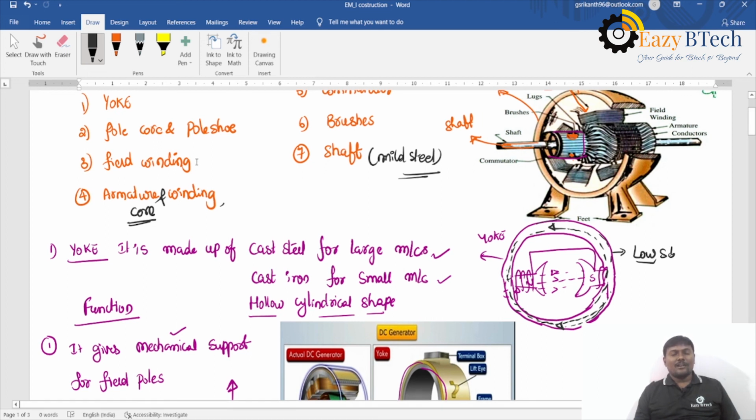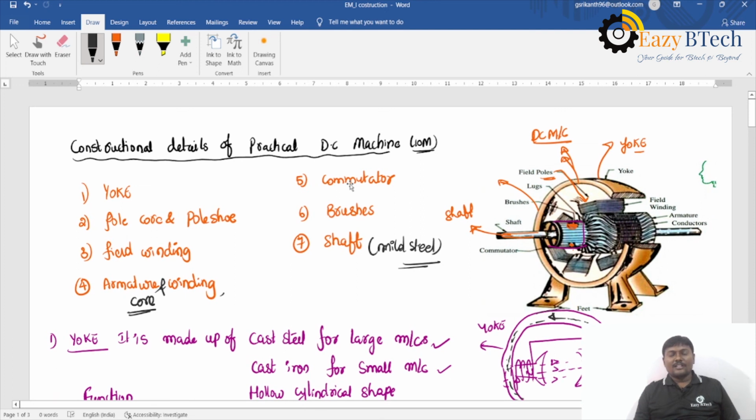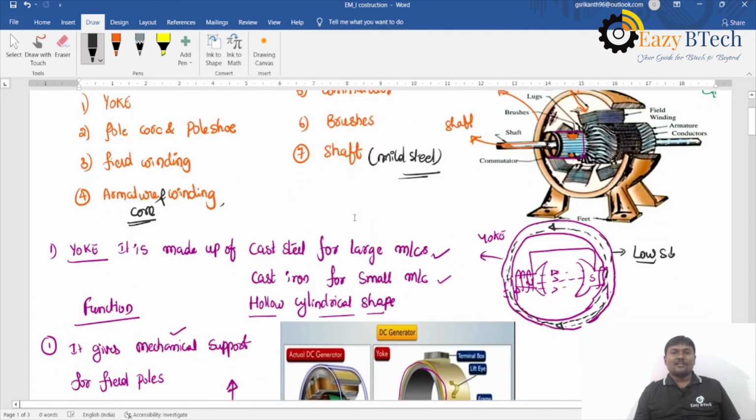The field winding is excited with DC. It is made up of copper and it will produce flux. Armature winding is also made up of copper. And before that, the armature core is there. The armature core is made up of silicon steel to reduce hysteresis losses, and the laminations are provided in order to reduce the eddy current losses. The commutator is made up of hard drawn copper, and it acts as a mechanical rotating rectifier in a DC generator. In a DC motor, it acts as a mechanical rotating inverter.